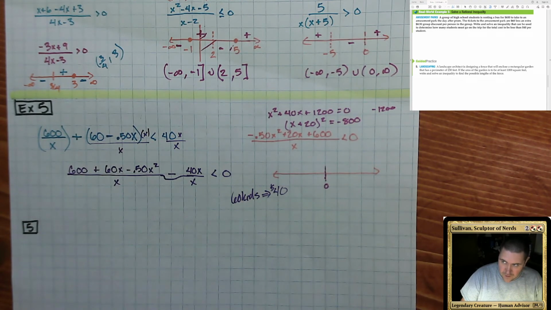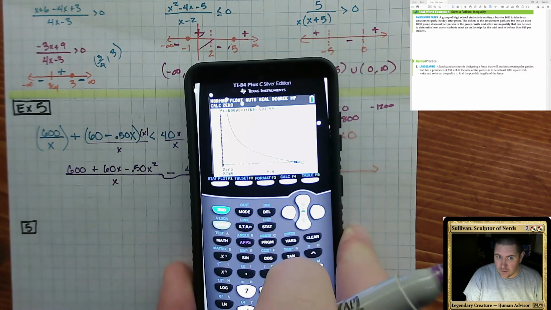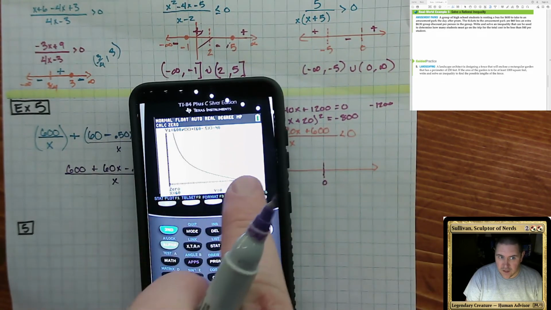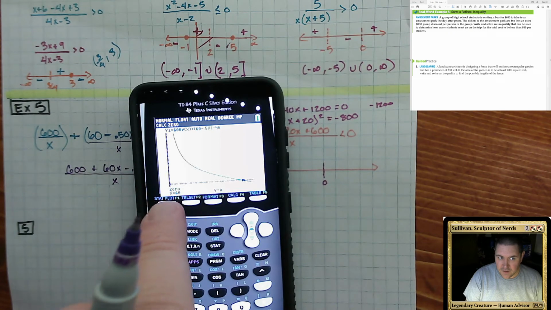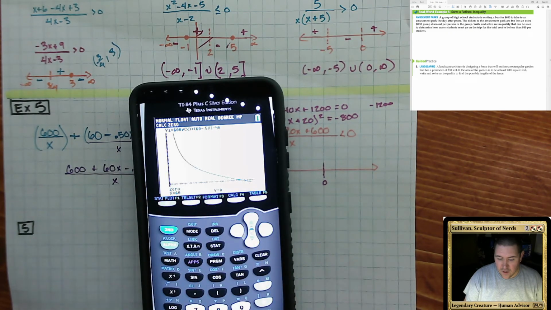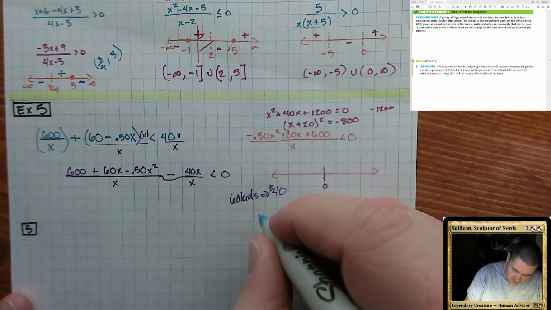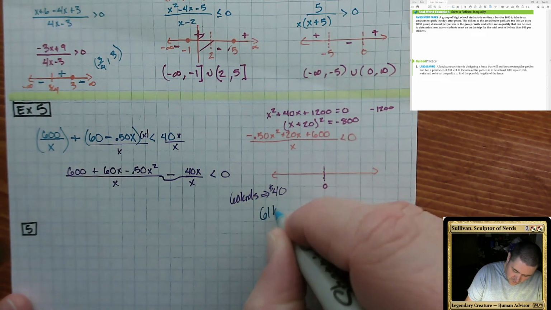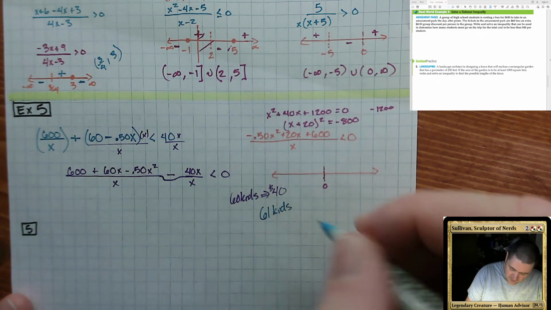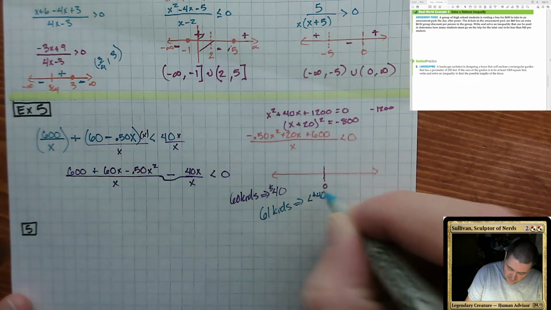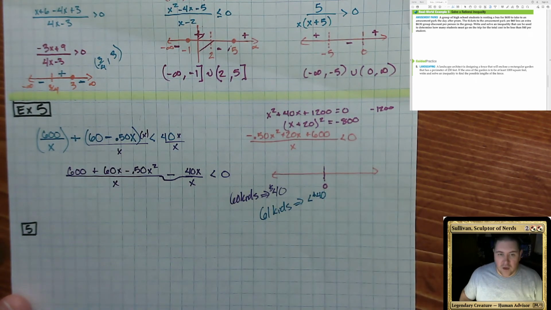Careful. How many kids have to go on this trip for the cost to be less than 40? I just found out it's exactly 40 at 60 kids. I need one more kid. 61 kids will get me a cost less than $40, because that one kid just could not find a penny.